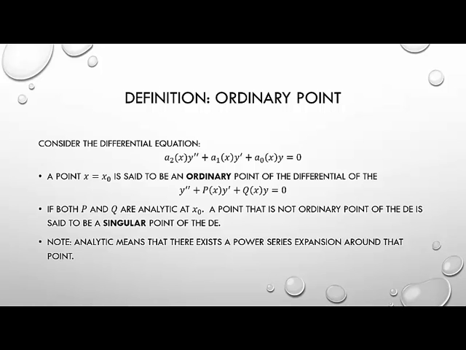An ordinary point. If we have a differential equation, a2 of x y double prime plus a1 of x y prime plus a sub 0 of x times y equals 0, a point x equals x naught is said to be an ordinary point if we can write our differential equation in standard form, and if we take our p of x and q of x functions after writing it in standard form, and we find that p and q are both analytic at that point x naught, then we have x naught as an ordinary point of the differential equation.